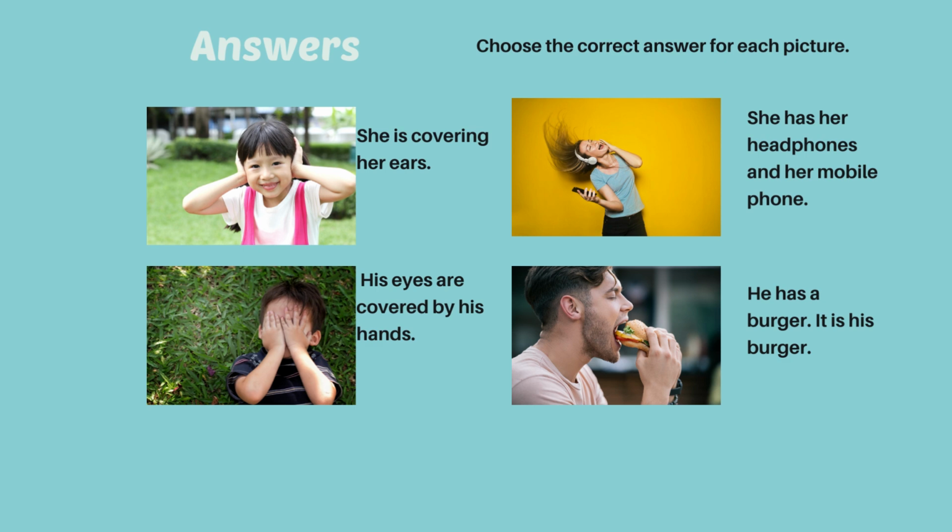And the correct answers are: she is covering her ears. His eyes are covered by his hands. She has her headphones and her mobile phone. He has a burger. It is his burger.